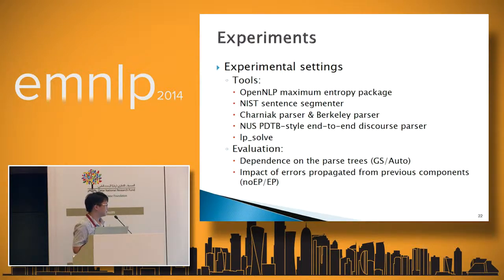The first one is that we use two different parse trees: the gold standard parse tree, the human annotated parse tree, and the automatically generated parse tree. And we also evaluate the impact of errors propagated from the previous component, in this case the connective classifier. So in the first setting, the connective is obtained from the gold standard, while for the second setting, the connective is obtained using the automatic connective classifier.